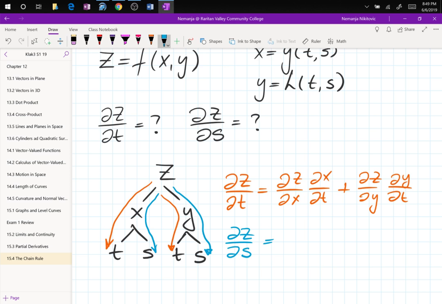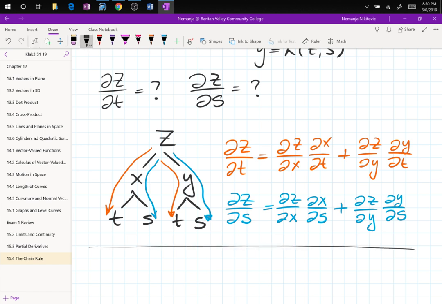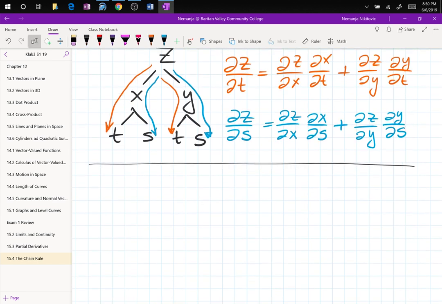Following the blue branches, you start at z and you see a split, so partial z, partial x. Then you are at x, it splits again, so partial x, partial s. So when we follow the blue path on the left side from z to s, you have to go through x, and if you cancel x, you get dz/ds, so we're good. Plus the other blue path, which is the other branch, is partial z, partial y. We're going to the y branch now. And then y branches into t and s, so partial y, partial s. In this case, you have 2 formulas because you had 2 parameters.